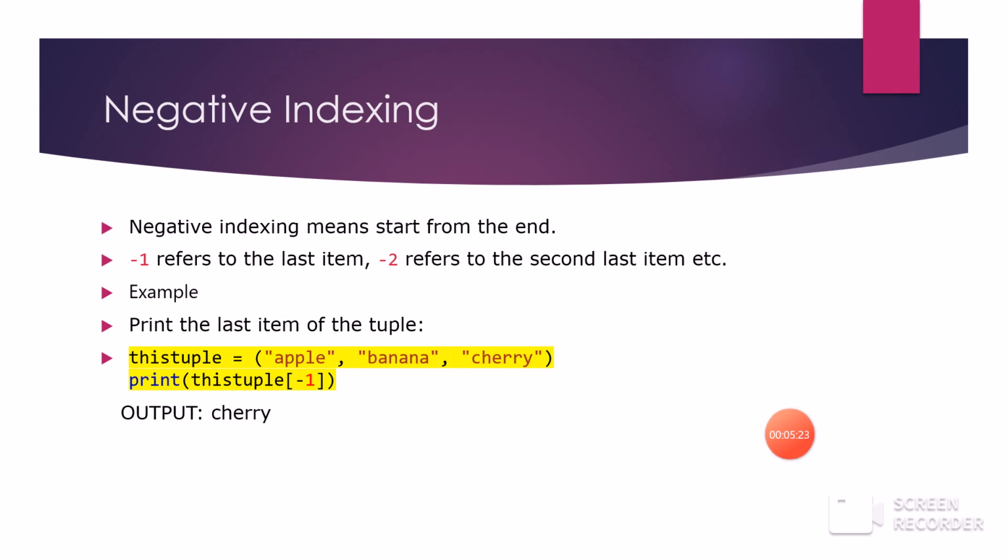In this example we can see we give this tuple equal to apple, banana and cherry, and we print this tuple with the index minus 1. So minus 1 refers to the last item, minus 2 goes to banana and minus 3 is apple. So the last item is minus 1 and the output will be cherry.